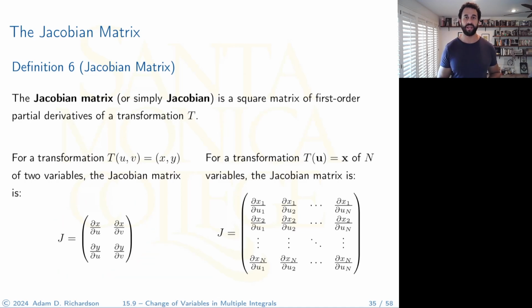We denote it with a J, maybe J sub T if you want to indicate what the transformation is. But it's literally just the first order partials. X is a function of u and v, Y is a function of u and v. So we have partial x partial u, partial x partial v, partial y partial u, partial y partial v. If you have a transformation of n variables, you can generalize this. So here is the Jacobian for a transformation of n variables. We won't have to go that high, but some of you will sooner than later.